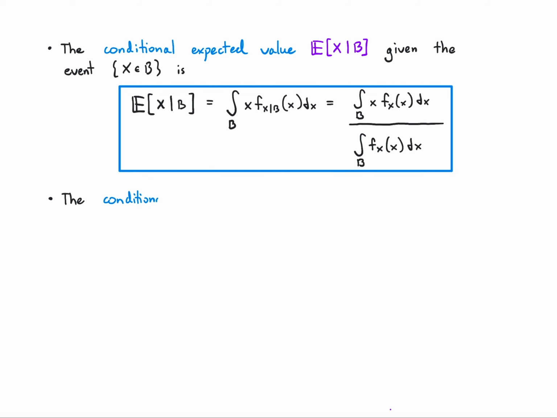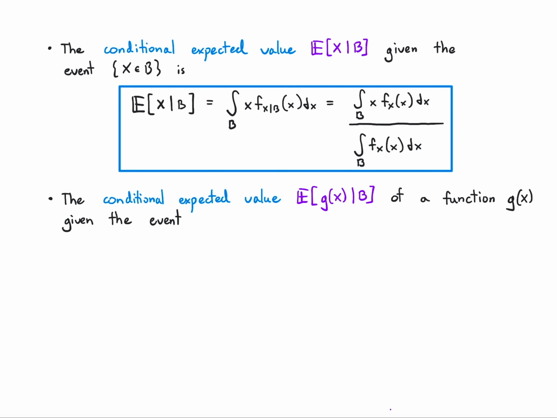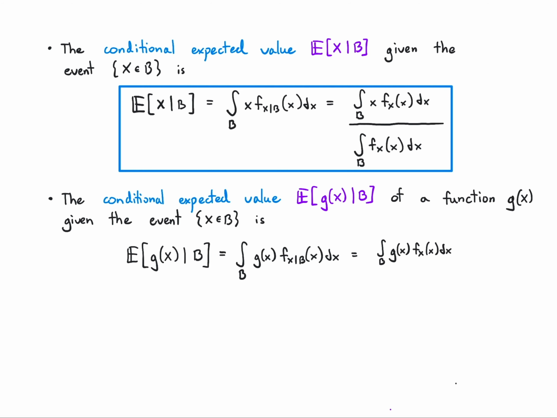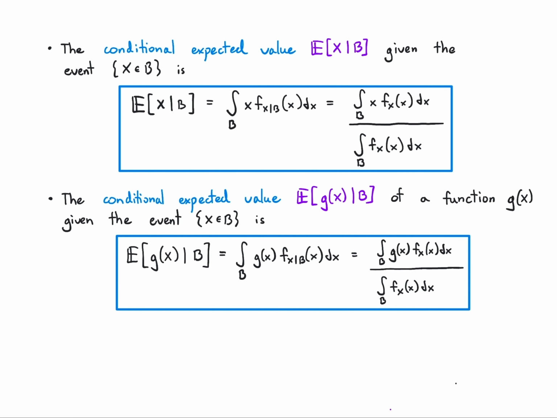I can do the same thing for functions. We've been doing this for a while. The conditional expected value of a function g of x, given that x falls into B, is the expected value of g of x given B, and that's the integral over B of g of x times the PDF conditioned on B. And that's just going to be the integral of g of x times the PDF over B, divided by the integral of the PDF over B.